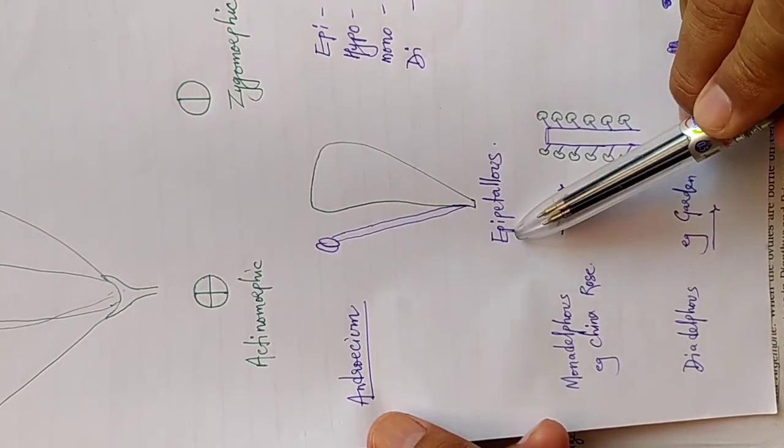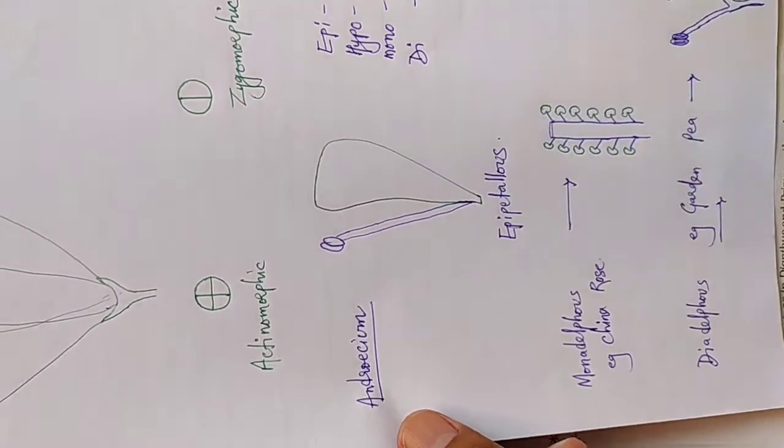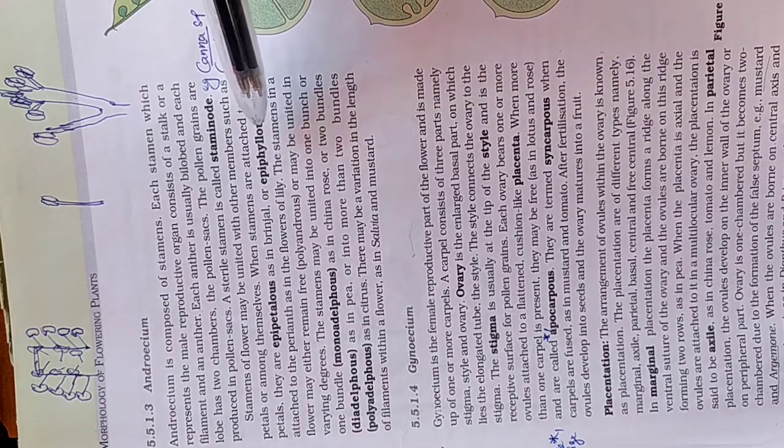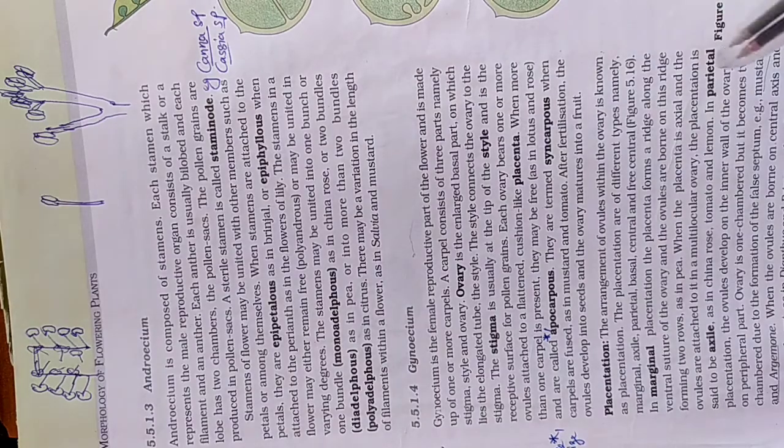So epi, above the petal, the filament is attached to the petal, so this stamen is epipetalous. Or we may also use the word epiphyllous, as given in your book, when the stamens are attached to the perianth. Perianth is when the calyx and corolla are not distinct. We cannot distinguish between calyx and corolla. They are merged into one structure, so we call it perianth.